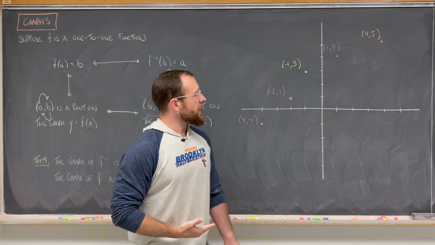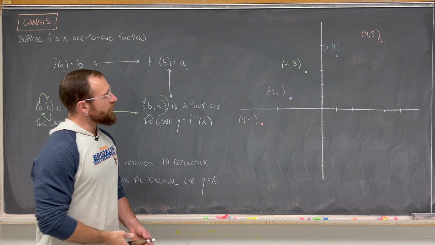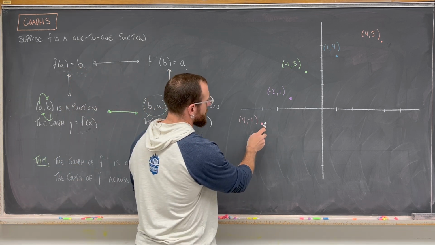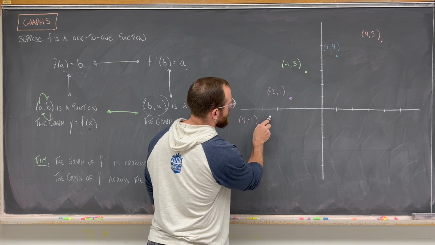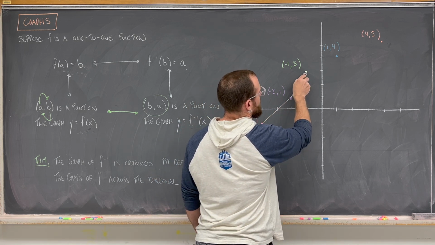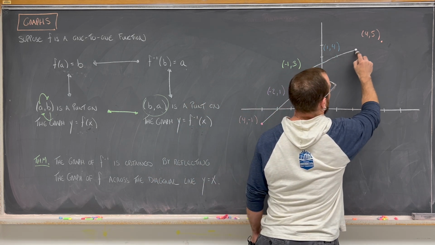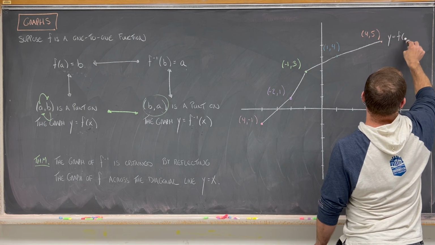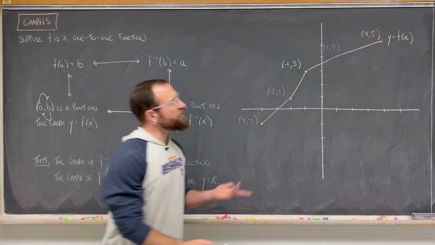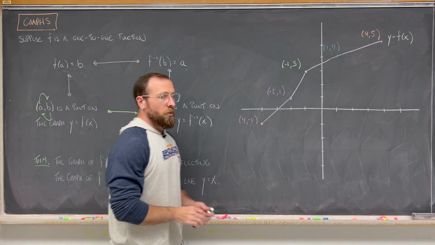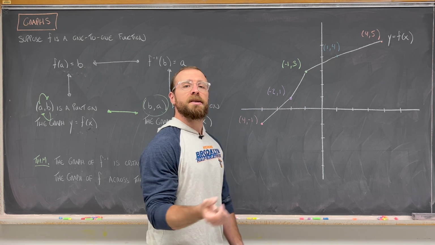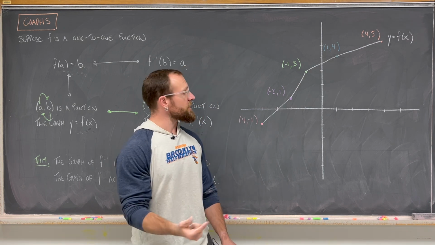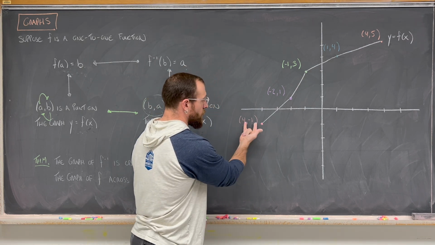So what does that look like? Well, I've got some points here, and let's say that these are points on the graph of f. So I didn't draw this before, but let's say this is the graph of f. So in white, I'm showing you the graph y equals f of x, and I've highlighted a couple points on that graph. Well, one point at a time, you can tell me points that are on the graph of f inverse. All you have to do is switch their coordinates.